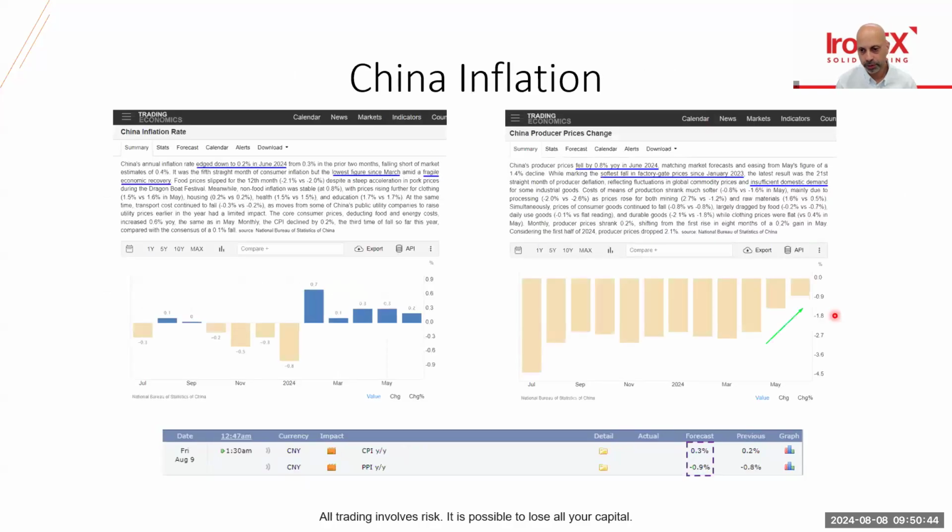Take note, tomorrow we've got inflation data out of China as well, CPI and PPI data at 1:30 a.m. GMT. This could potentially be bullish for oil prices tomorrow, especially if we do see inflation edge higher in China. That would indicate a potential increase in domestic demand, which could then be a short-term tailwind for oil prices tomorrow morning.